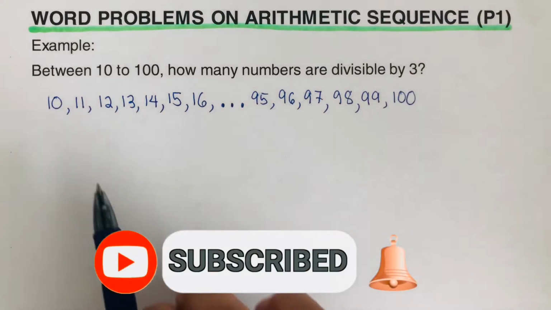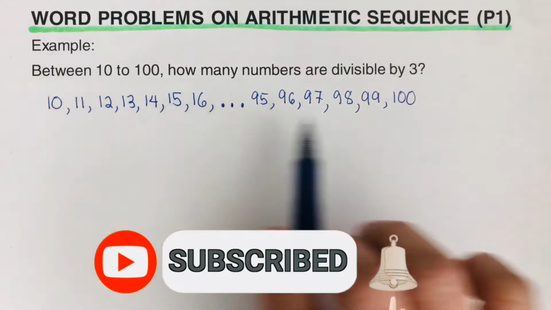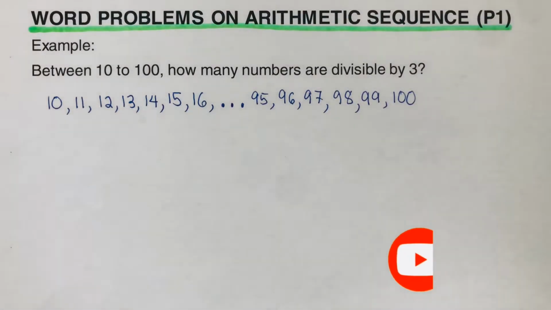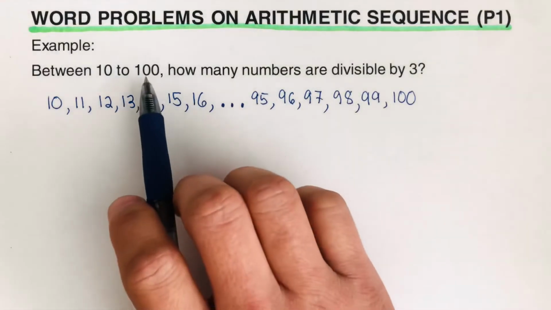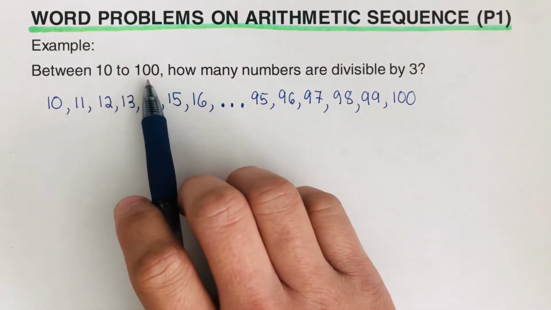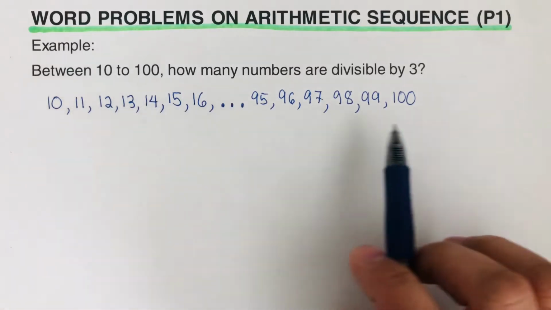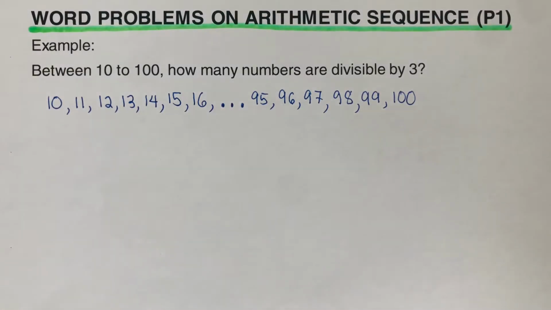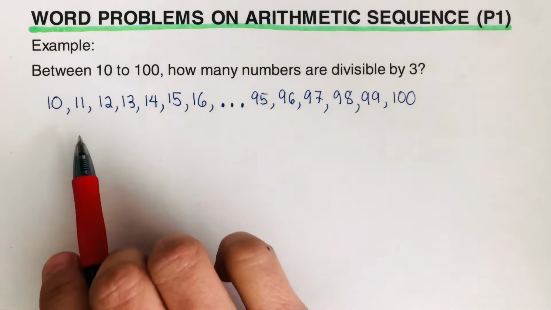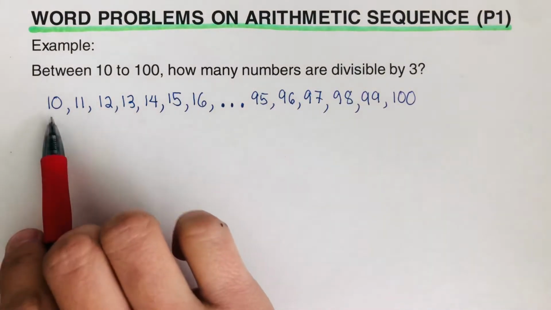Although you can write it out all the way from 10 to 100, if the problem asks for all the way to 500 or all the way to 1000, that would be a lot of numbers to write. This is where the formula comes in to make our math fast and easy. There are steps that we need to do to determine the number of numbers that are divisible by 3 between 10 to 100.